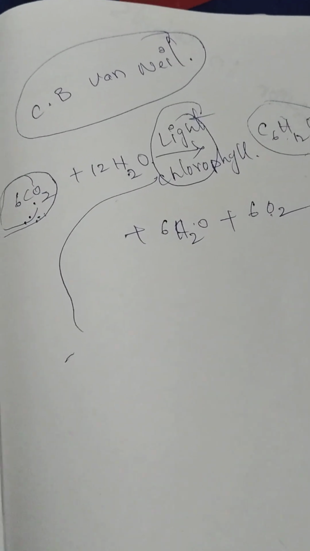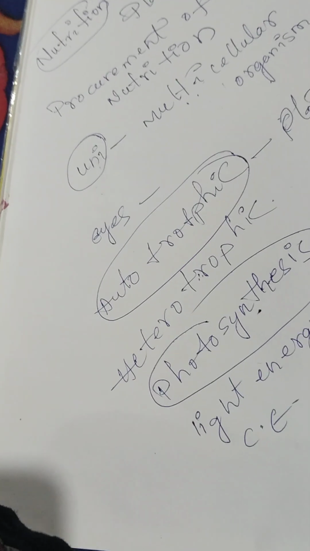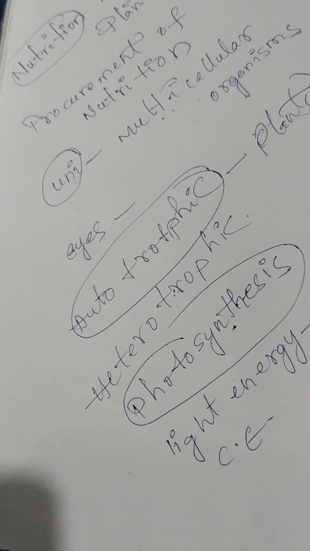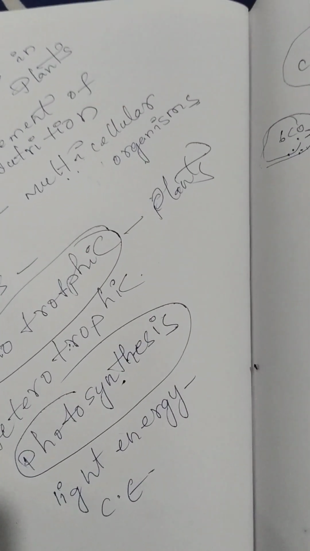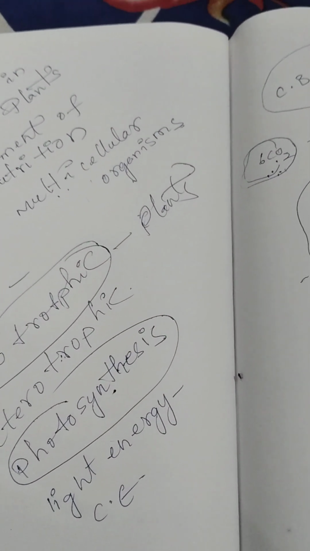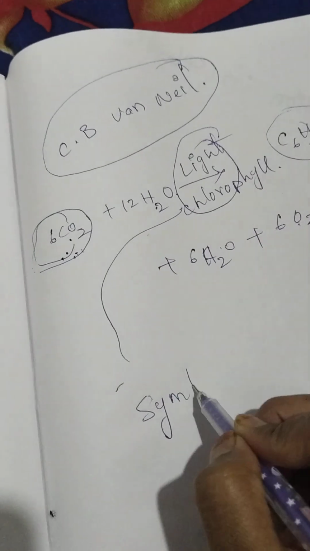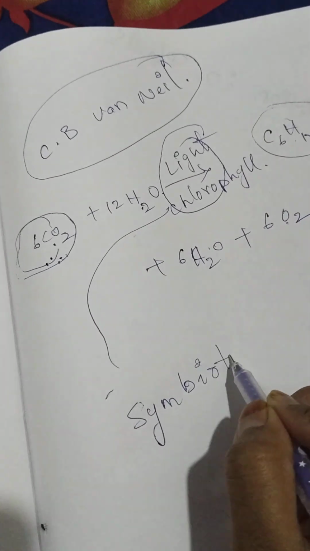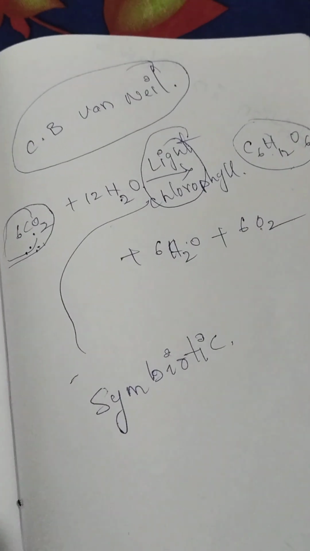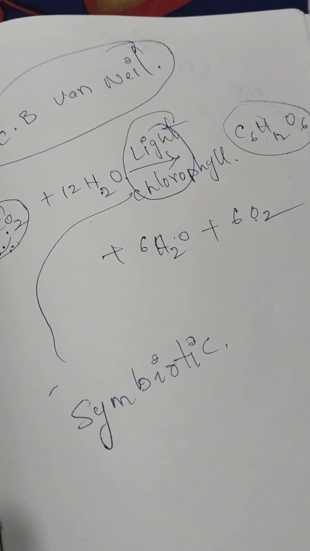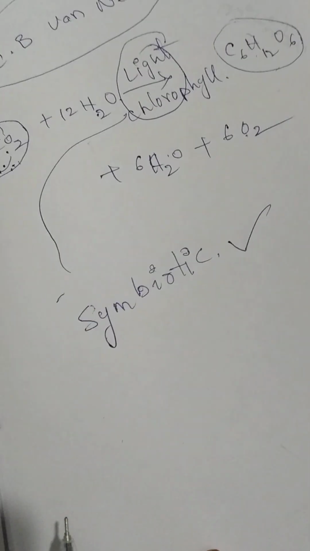Now coming to the heterotrophic mode of nutrition. Heterotrophic means nothing but the organisms which cannot prepare their own food. Example, animals and human beings. Further, heterotrophic is divided into 4 types, that is symbiotic, parasitic, saprophytic and insectivorous. So what is meant by symbiotic?